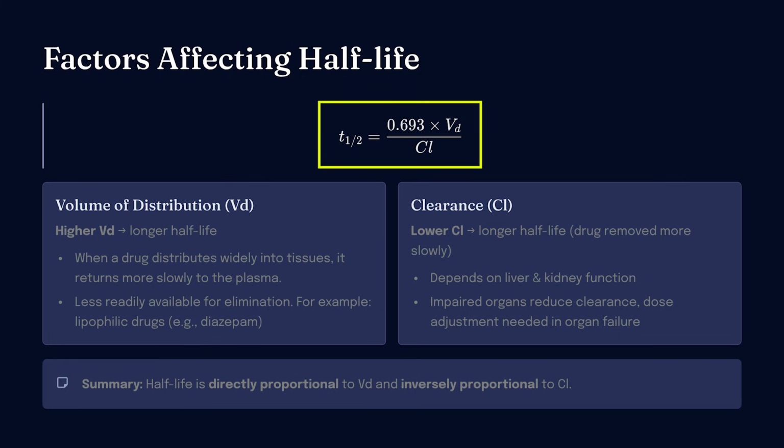In contrast, half-life is inversely proportional to clearance, or Cl. Therefore, lower clearance means a longer half-life because the drug is removed more slowly from the body. Clearance depends importantly on liver and kidney function. If these organs are impaired, clearance may decrease, prolonging the half-life. This is clinically important because dose adjustment may be needed in organ failure. So, remember the relationship. Half-life is directly proportional to Vd and inversely proportional to Cl.